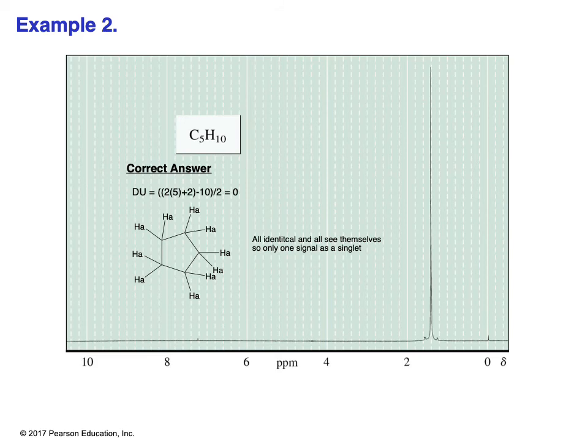And so the way that this molecule works is that we actually have a cyclopentane. And the reason that all of the hydrogens on the cyclopentane are identical is because there is symmetry throughout the molecule. And so every hydrogen is seeing itself, so we have no splitting. And since they're all the same, they all show up under 1 signal.